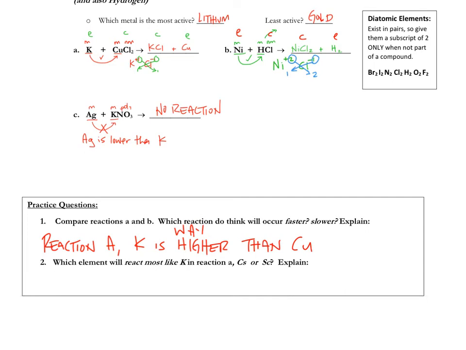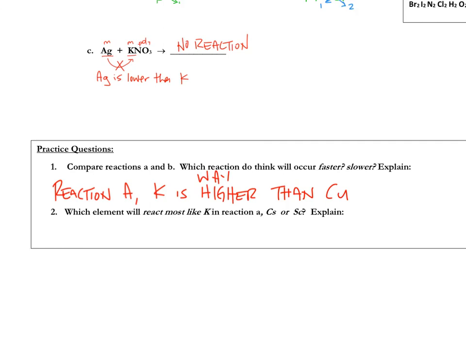All right. And number 2, which element will react most like potassium in reaction A, cesium or scandium? Periodic table. Think about which elements are in the same group as potassium. Potassium is in group 1. So which other element is in group 1? Well, it would be cesium. Therefore, it's going to have the same reactivity based off of the same valence electrons as potassium.